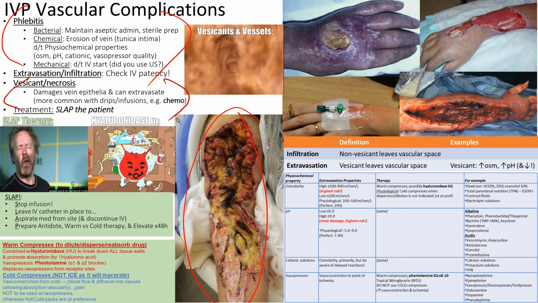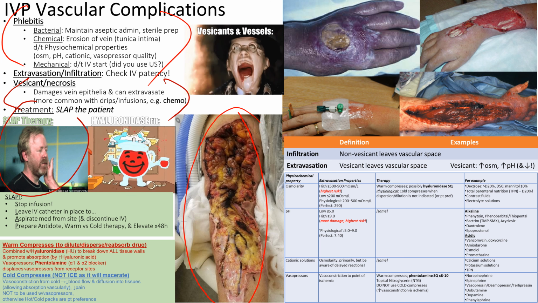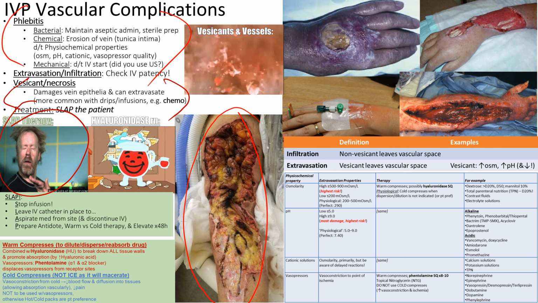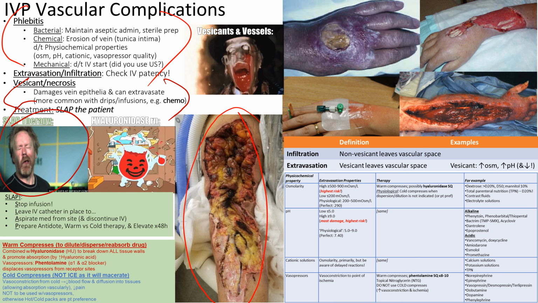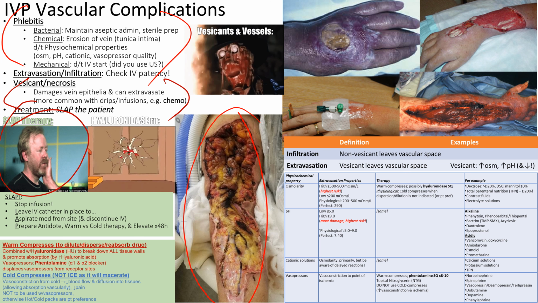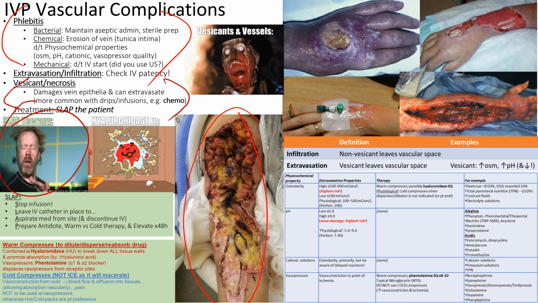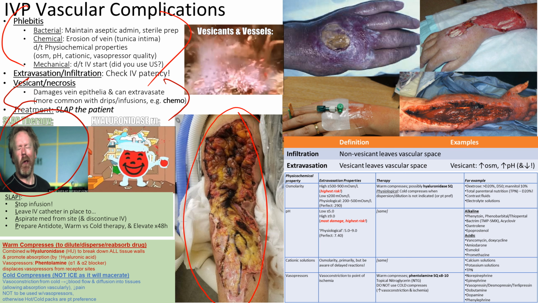Right? So how do you fix it? Well, you have to slap the patient. All right, you have to use S for stopping the infusion. Right, we're going to prevent that necrosis from happening any further. We're going to leave the IV in place while we try to aspirate what medication is in there. We're going to then P, we're going to prepare an antidote because there's different antidotes for different medications.